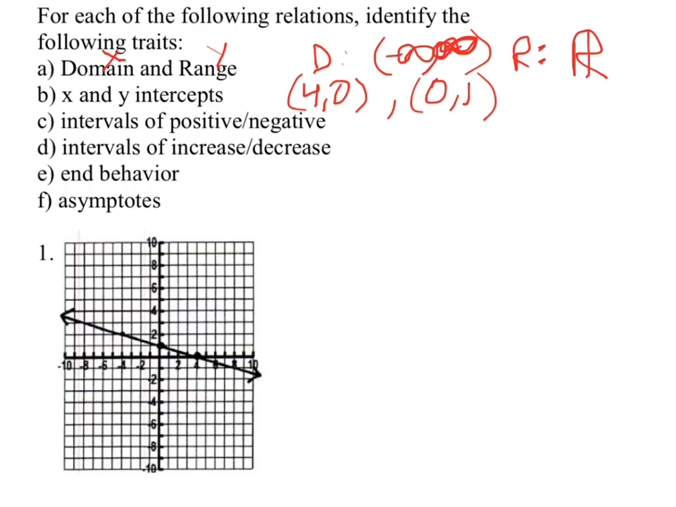The intervals where it's positive, well, it's positive up above this x-axis, and so that's up until it reaches our x-intercept, which is at 4. So everything to the left of that's positive, and everything to the right of that's negative. So it's positive from negative infinity until you reach 4. And it's negative from 4 onward to the right.